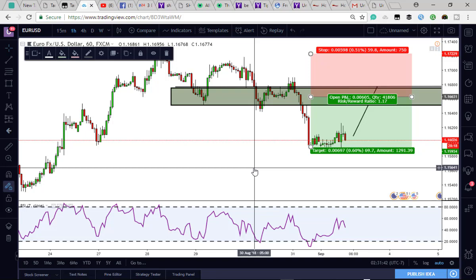As I said, this is not my usual kind of trade, but being versatile in the market is key, adapting to different situations.